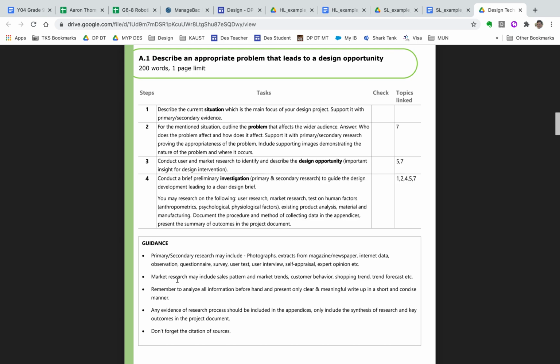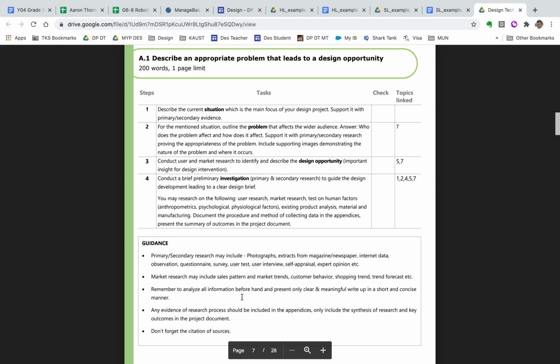Okay, market research may also include sales patterns. This is going to be all kinds of secondary stuff. So you're looking at consumer behaviors, shopping trends, trend forecasts. We could be using Google Trends to look at this, but we could also be looking at Amazon. What's out there? Doing some sort of existing product analysis to figure out what already exists in the market. And this is actually really important too, because you don't want to create something that already exists. If you create something that already exists, you're not going to score well because that's something that's already out there on the market.